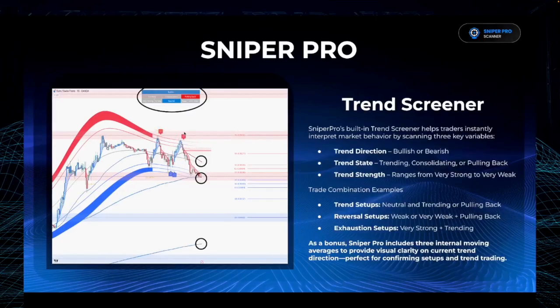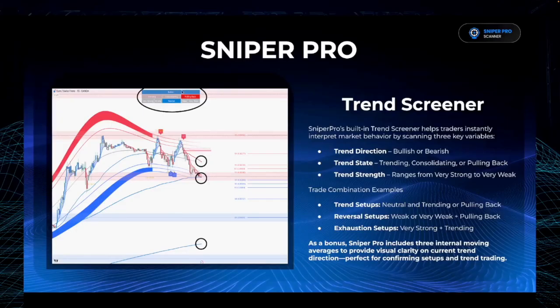Now, moving forward, we also have the trend screener. So the trend screener is a built-in tool which is going to just help you to instantly interpret the market behavior and understand the type of trend that the market is in based on several different factors. So you will be able to understand 3 concepts. One is the trend direction.